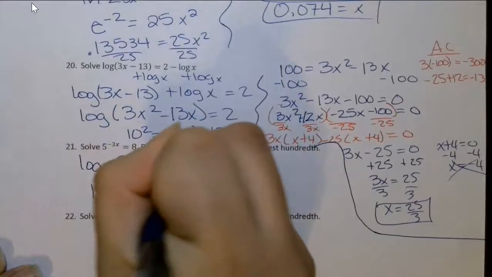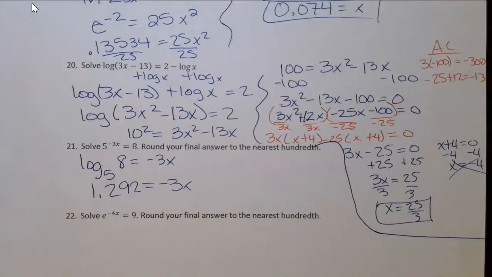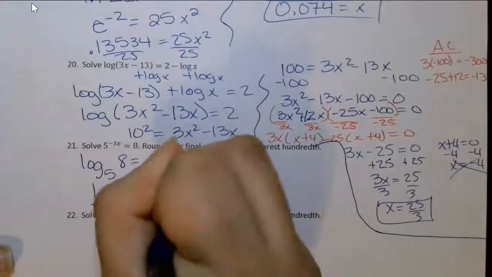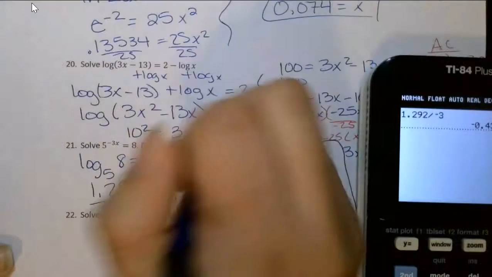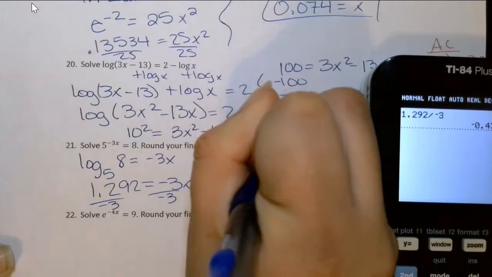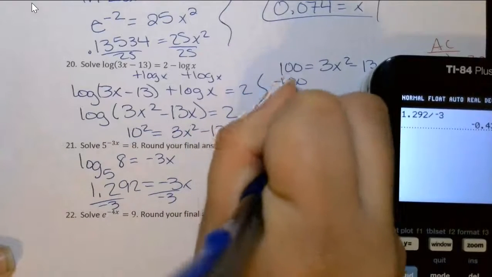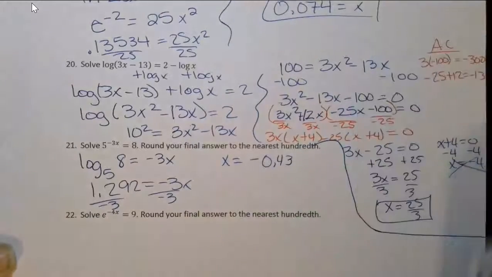1.292 equals negative 3x. Then what I want to do from here is divide by negative 3 on both sides. So I have 1.292 divided by negative 3, which gives me negative 0.43, that rounds up, 1.